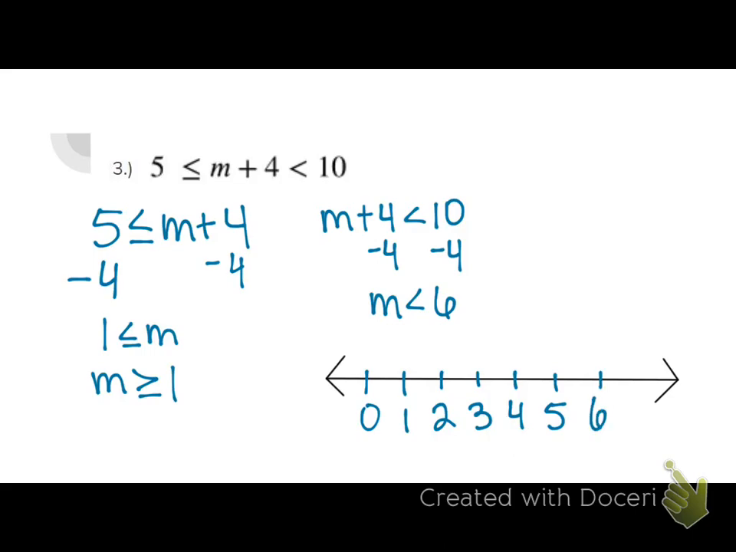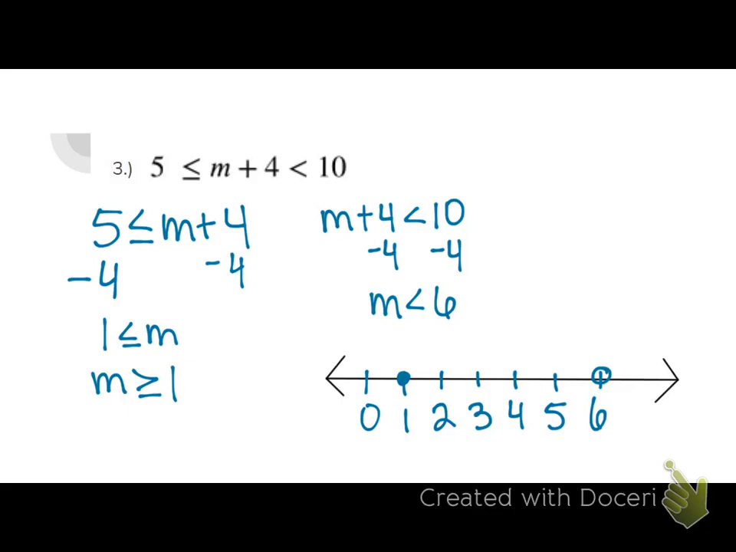If you put negatives on your number line, that's fine. At 1, are we going to be open or closed? Closed. At 6, are we open or closed? Open.